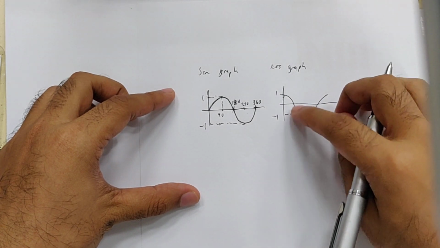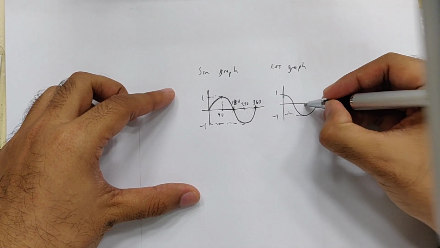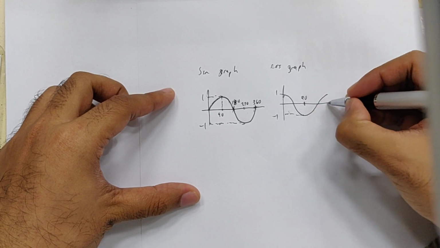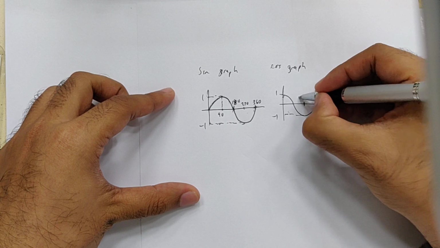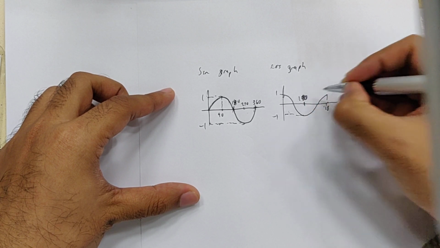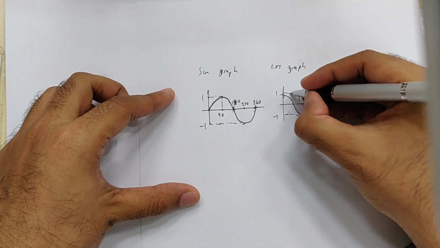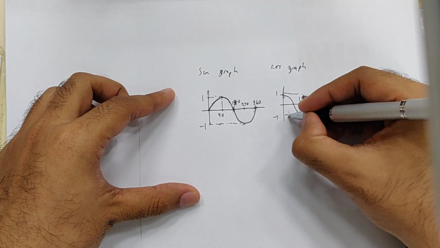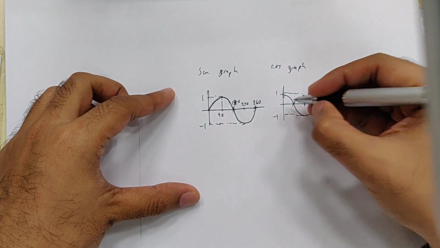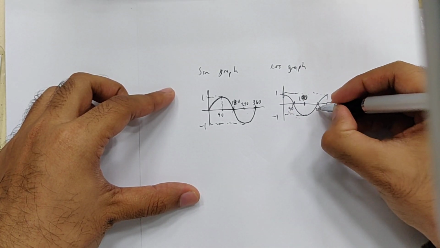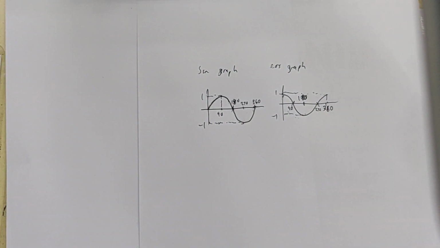Okay, so what about this one? Where's the 90? 90 is over here. Here is? Sorry, this is 180, sorry. My mind is not the same as what I talked about just now. And here 360. And the top is 1, the bottom is negative 1. What about here? 90, 270. 90 and 270, just plus minus 90 lah.